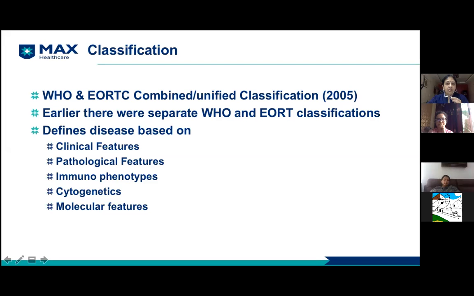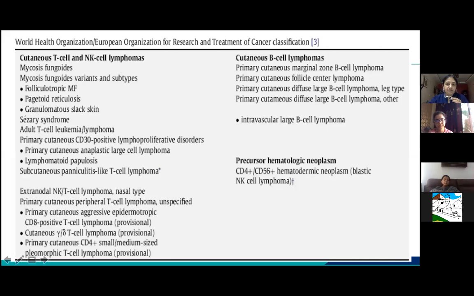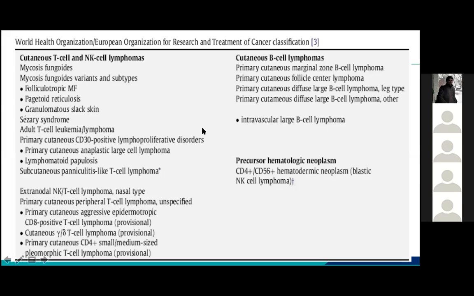Classification. Earlier, there were separate classifications. And this classification defines disease based on their clinical features, pathological features, immunophenotypes, cytogenetics, and molecular features. So this is the WHO-EORTC combined classification of cutaneous T-cell lymphoma, which was proposed in the year 2005.